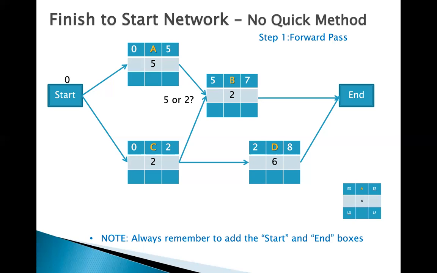Now, we have a question for you. What is the early start or the duration of this project on activity end? It's 7 or 8. Remember, forward pass rule, we need to select the maximum time between B and D, which is 8. So now that we finished step number 1, forward pass, now we are ready.